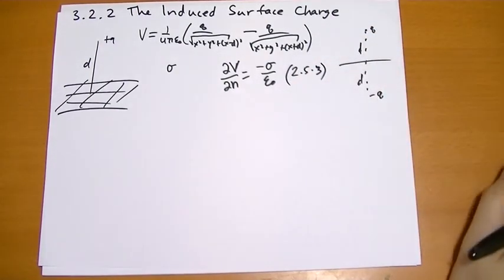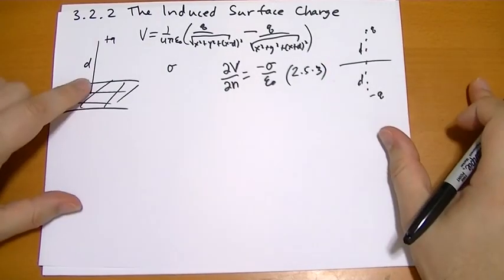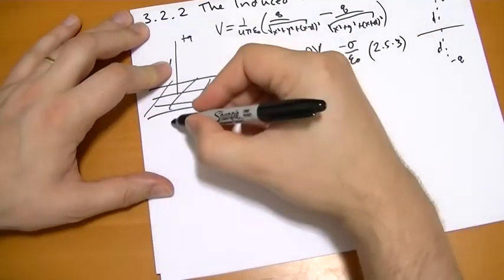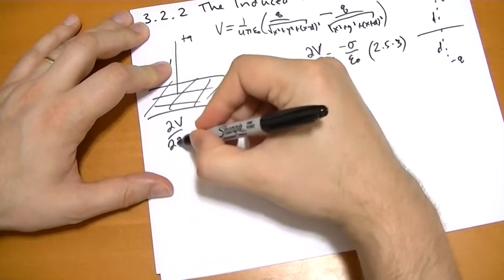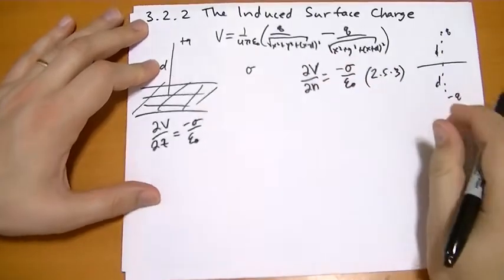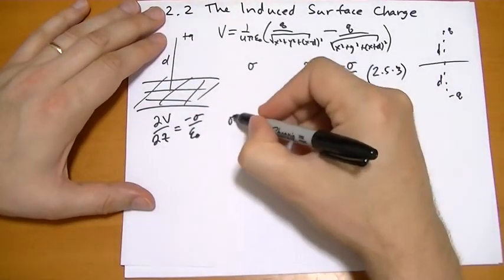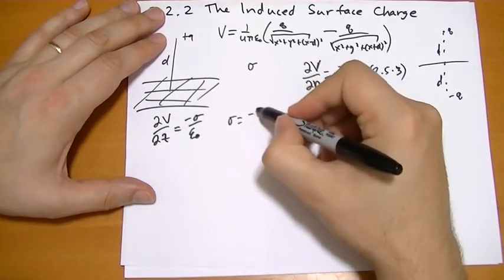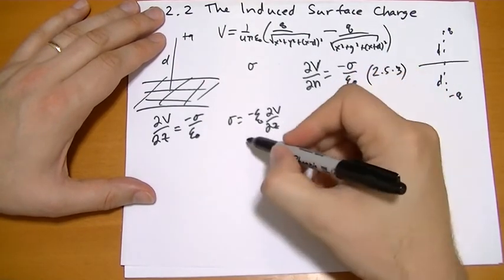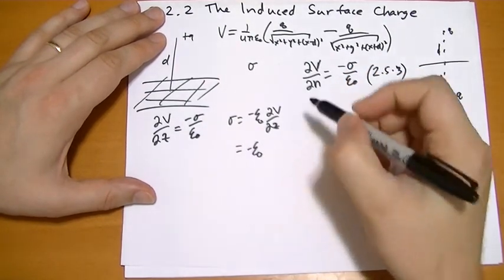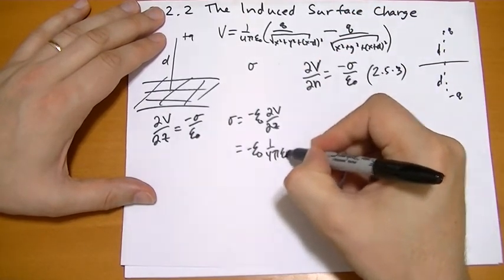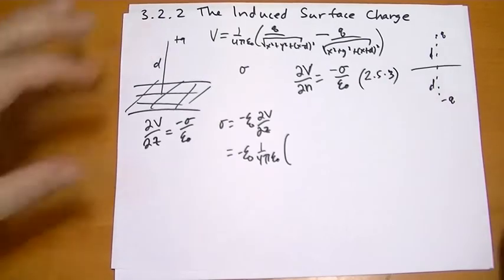Now, in this case, the normal is z. So this is the same as saying dV by dz is equal to minus sigma over epsilon naught. We're solving for sigma, so sigma is equal to minus epsilon naught dV by dz, which, when we differentiate this, gives epsilon naught times 1 over 4 pi epsilon naught.